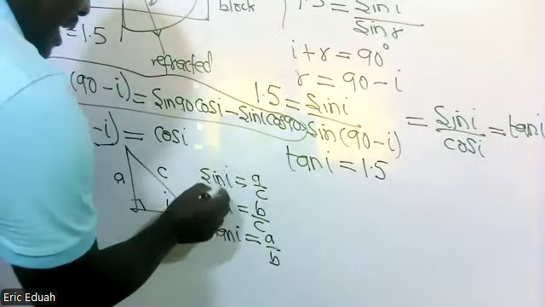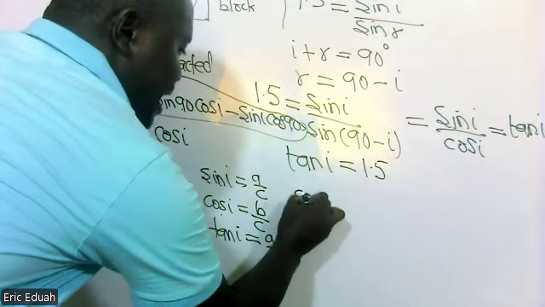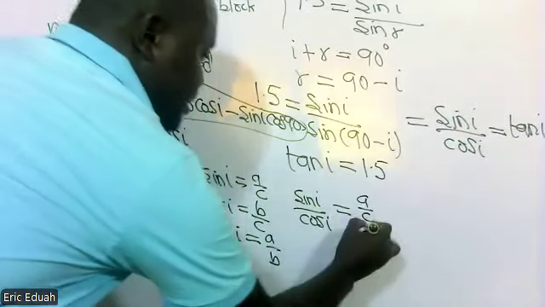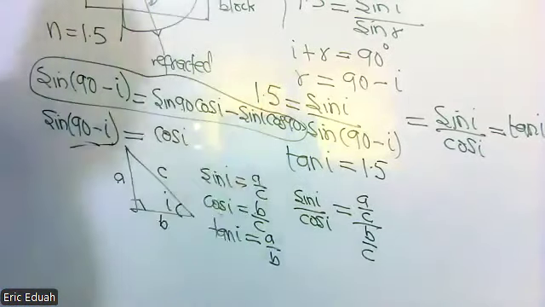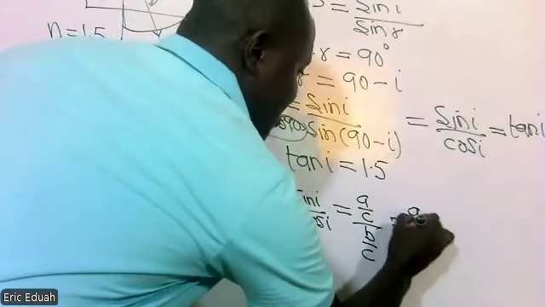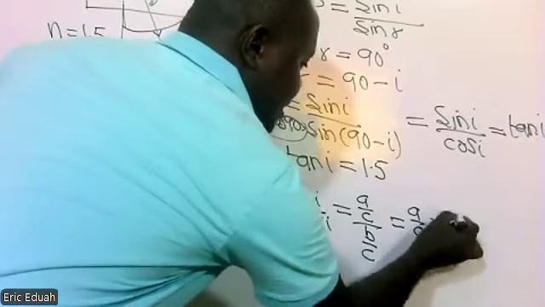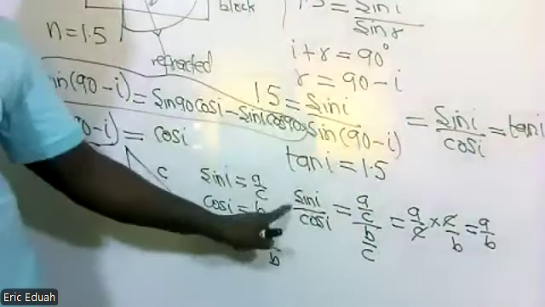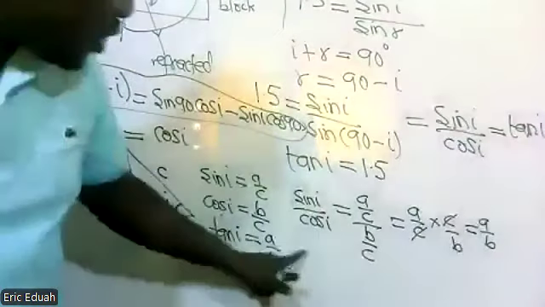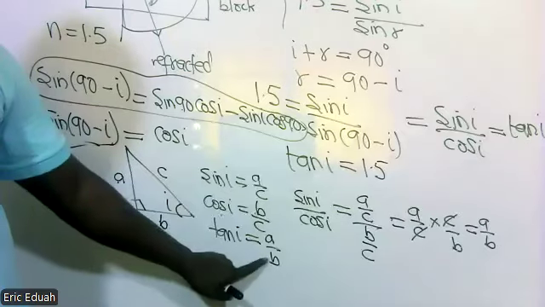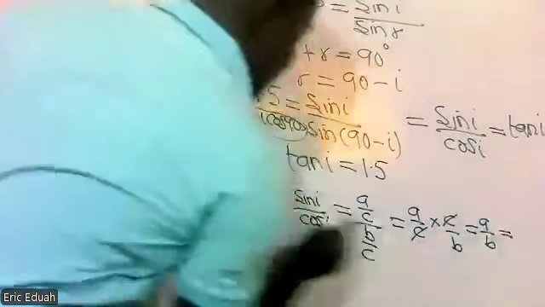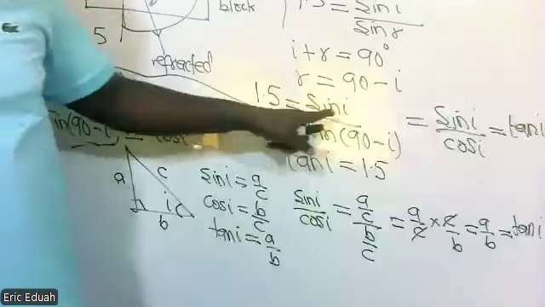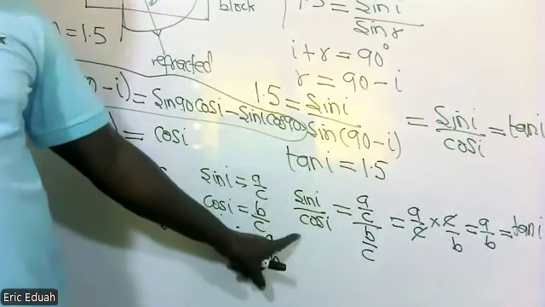Now, divide sine I by cos I. If you divide sine of I over cos of I, this is equal to A over C divided by B over C. And when you simplify this, this will give us A on C times C on B. This and this will cancel, giving us A over B. That's the ratio of sine I to cos I. Now, because this ratio is equal to A over B, and tan I is also equal to A over B, then we can quickly equate sine I over cos I to tan I. Just to confirm that this ratio is equal to tan I.